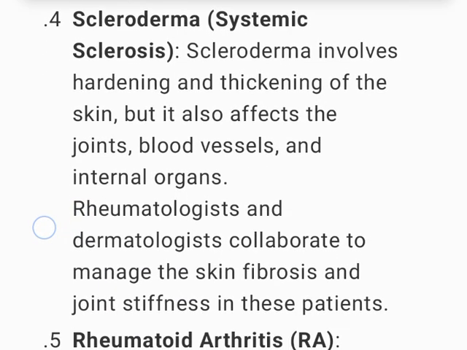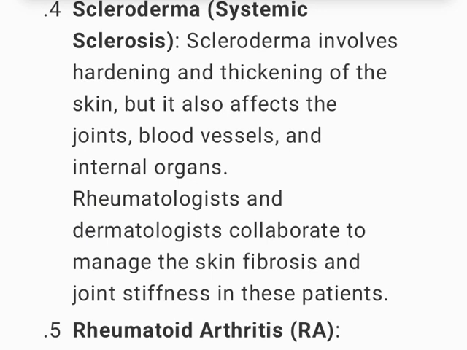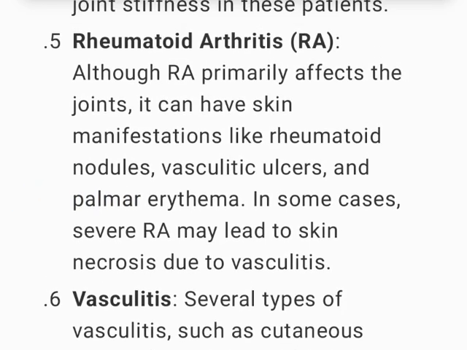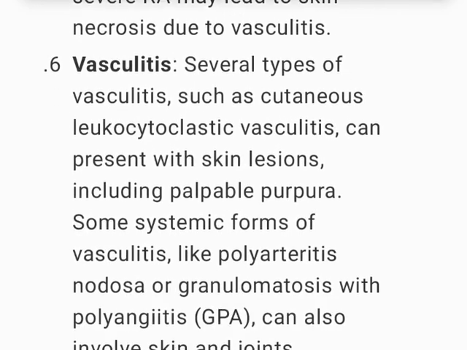4. Scleroderma, systemic sclerosis. Scleroderma involves hardening and thickening of the skin, but it also affects the joints, blood vessels, and internal organs. Rheumatologists and dermatologists collaborate to manage the skin fibrosis and joint stiffness in these patients. 5. Rheumatoid arthritis, RA. Although RA primarily affects the joints, it can have skin manifestations like rheumatoid nodules, vasculitic ulcers, and palmar erythema. In some cases, severe RA may lead to skin necrosis due to vasculitis.